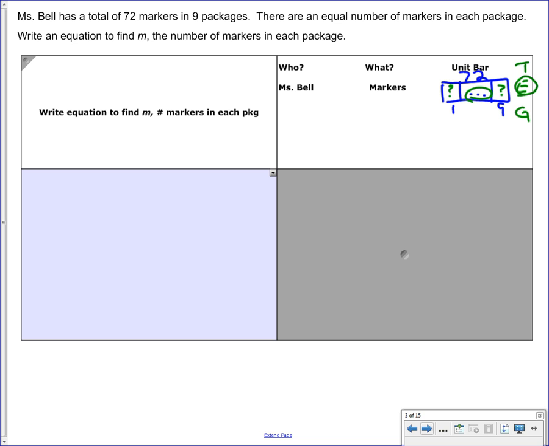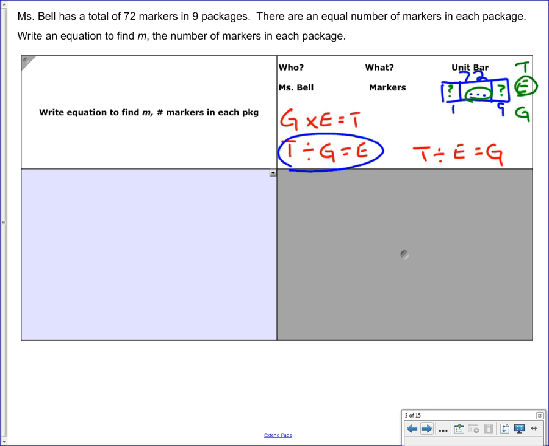And just as a little note here, we can write this as groups times each equals our total. Total divided by groups equals each, and total divided by each equals groups. So which of those are we doing? We're looking for each, so we're doing this one right here.